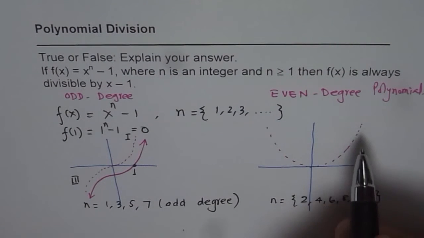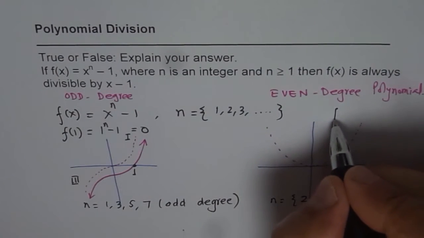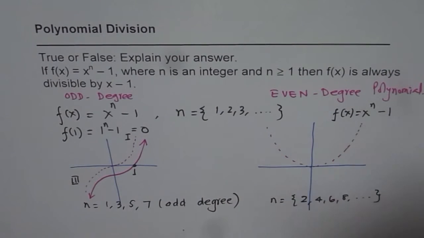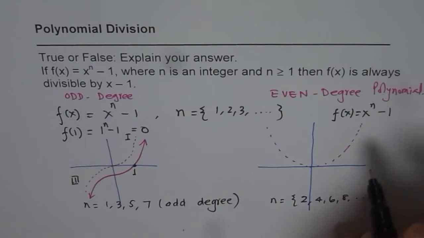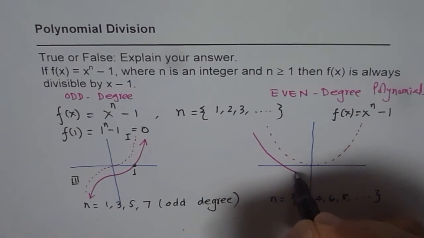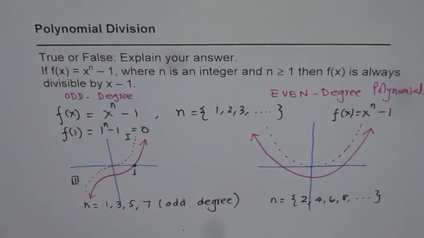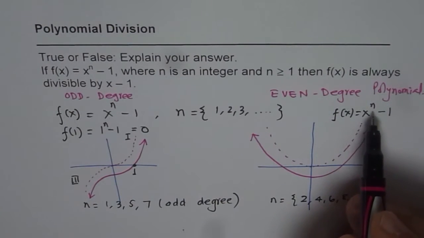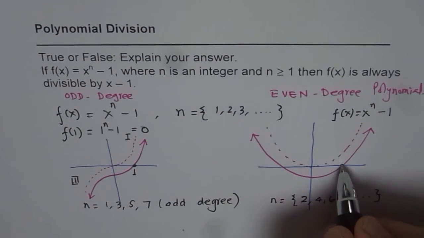Now that is the function of f of x. How about x to the power of n minus 1? If we are considering x to the power of n minus 1, that means the parent function x to the power of n translates 1 unit down. So we can sketch it like this. So that is going to be the graph for f of x equals x to the power of n minus 1, where n is even. As you notice, it crosses the x-axis at 2 points.